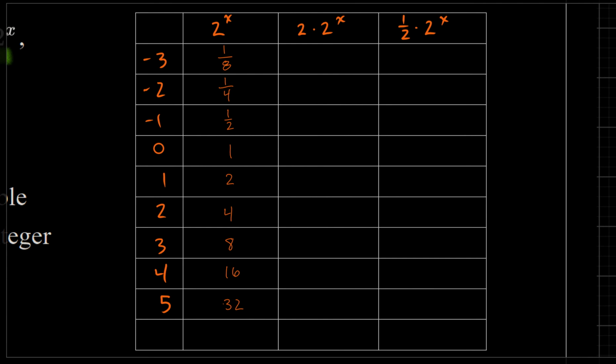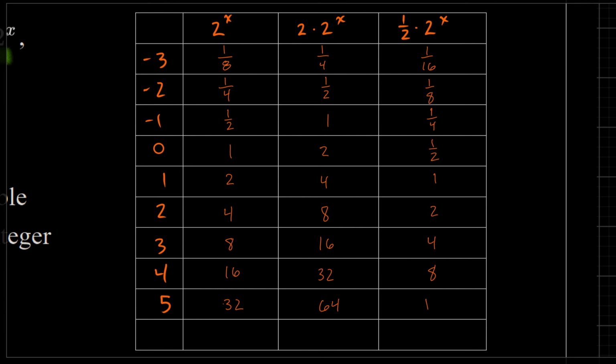Now, when I jump over 1, I can see that all of these are just going to be twice as big. So instead of 1/8, I'm going to have a fourth, and then a half, a 1, a 2, a 4, an 8, a 16, a 32, and finally a 64. And then the next one over, everything's going to be 1 half as big. So instead of being 1/8, it's 1/16, then the 1/8, then the 1/4, then the 1 half.